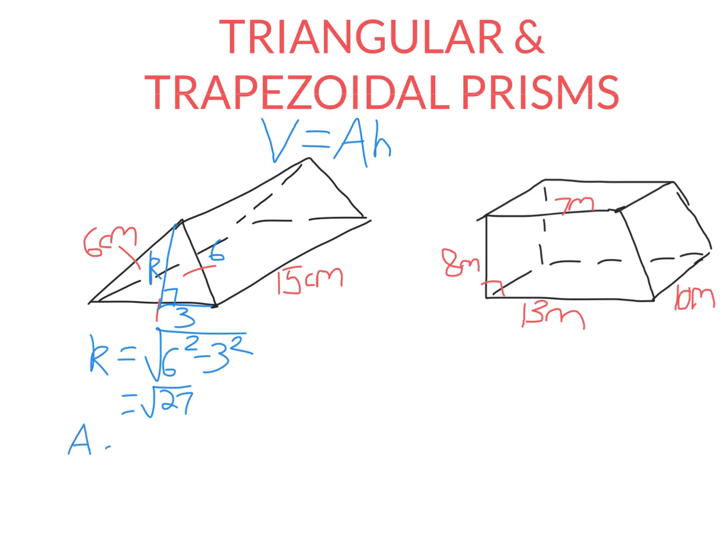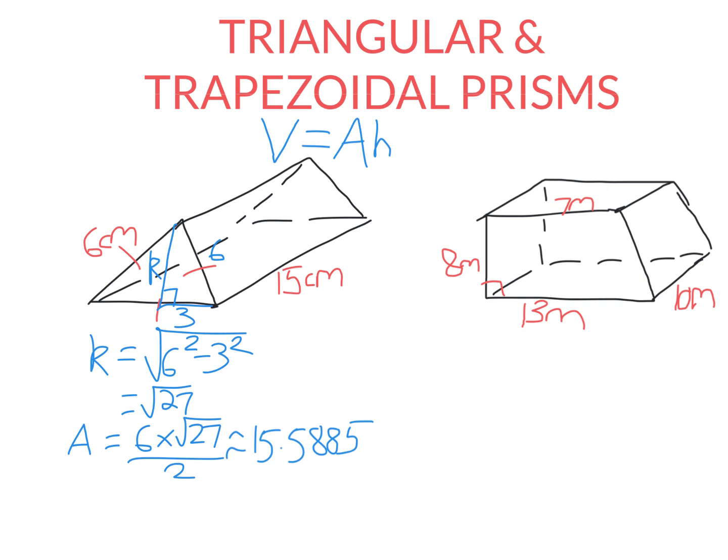So the area of the base is going to be base times perpendicular height divided by 2. So putting that in our calculator, we get about 15.5885 centimeters squared. Now I use 4 decimal places here because I need to use this in a subsequent calculation. To find the volume, I need to take this number and multiply by 15.